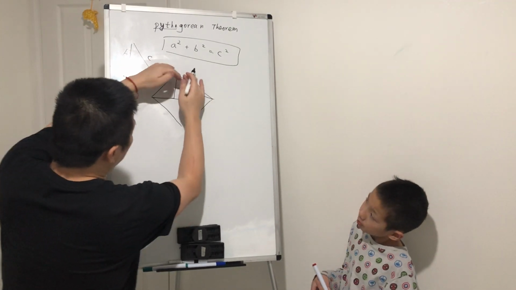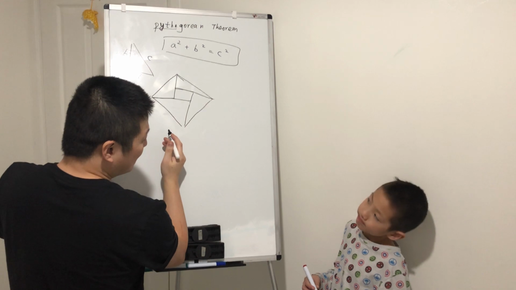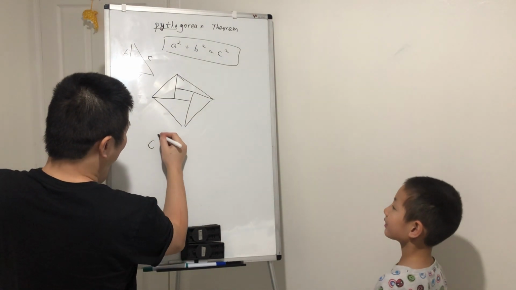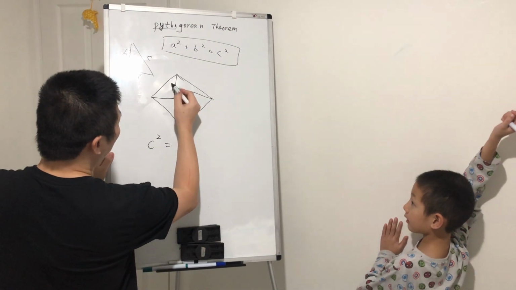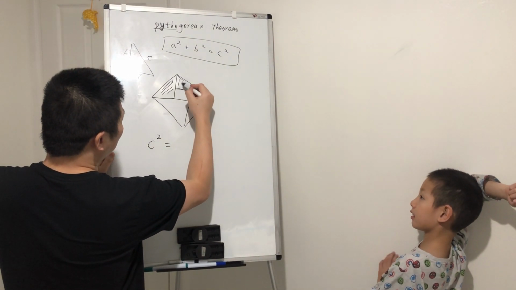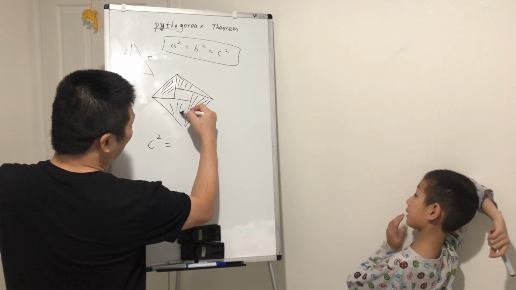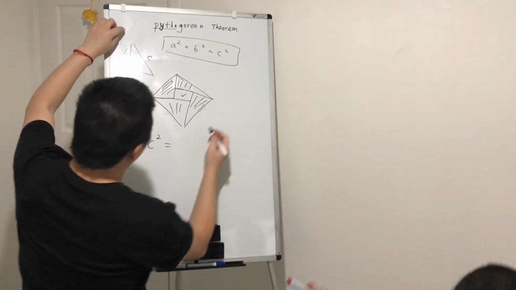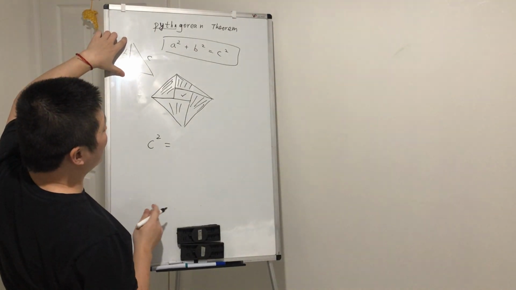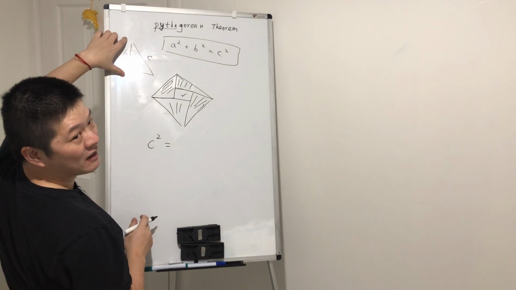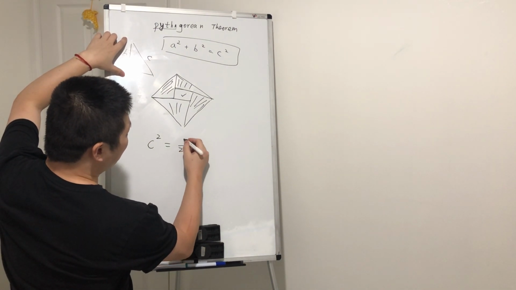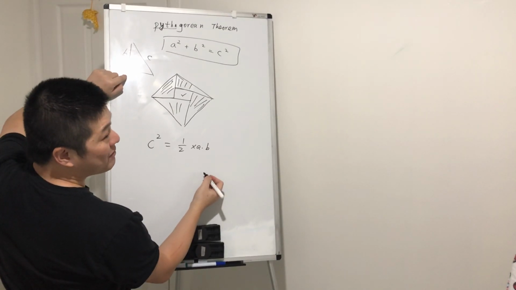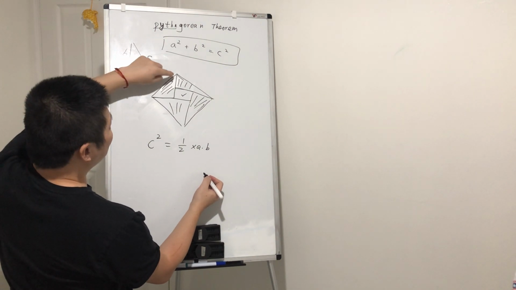So the area, the size of the big square is what? C squared. And what does it equal? It equals four times the area of the triangle, plus this one. How big is the triangle? It equals half of A times B. And how many of them are there?